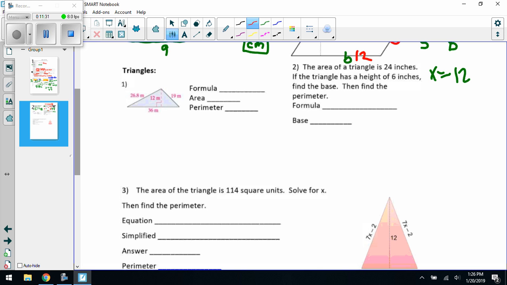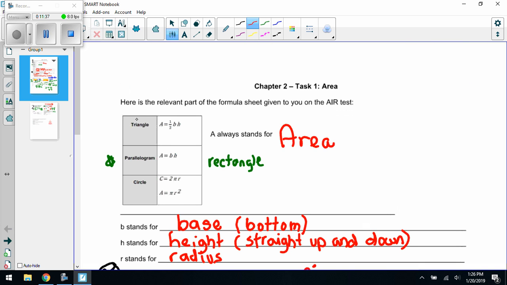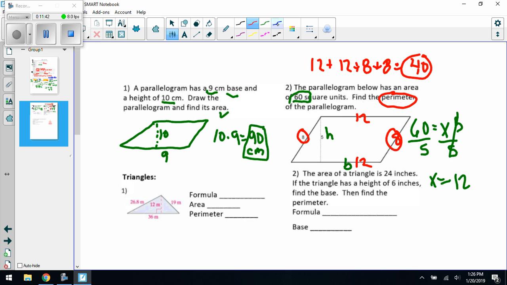Moving on to triangles now. Formula, we're going to go back up to our first note page and look and see that the area of a triangle is 1/2 base times height. Let's write that in there. So we're going to look at the triangle and label what we know. We know that the base is the bottom, so I'm going to go ahead and give that a B. We know that the height is up and down, so I'm going to go ahead and give that an H.